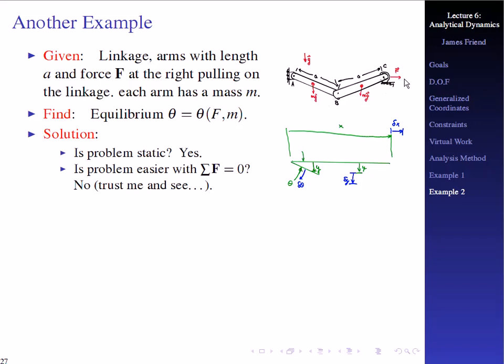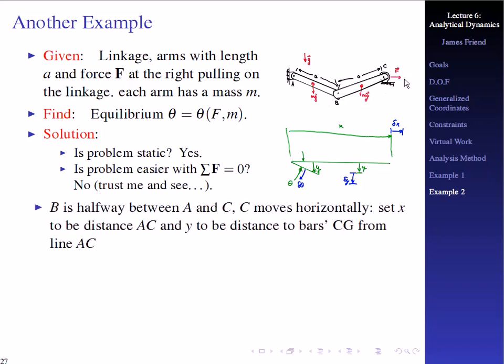And if you want to try to solve this problem using Newton's second law, then that's great. Go for it. But it's easier to do it this way. Let me show you how. So B is halfway between A and C, and C moves horizontally. And what we're looking at here is how the system moves to try to figure out how to define the constraints and all that. So C moves horizontally.